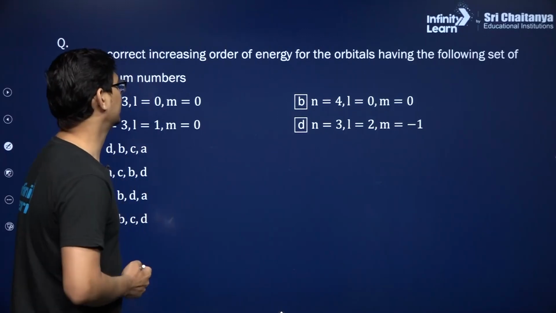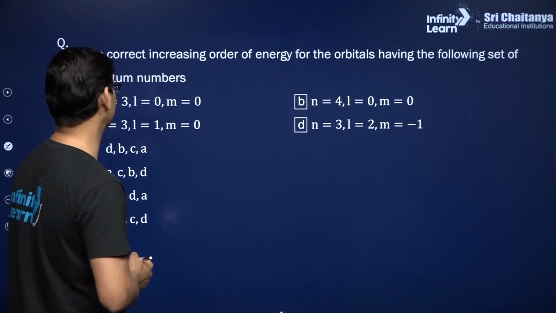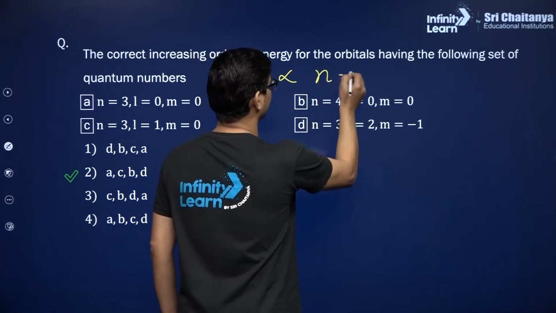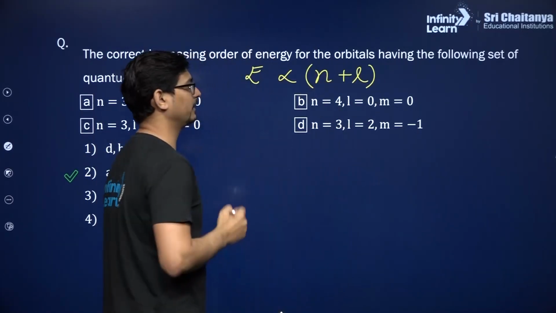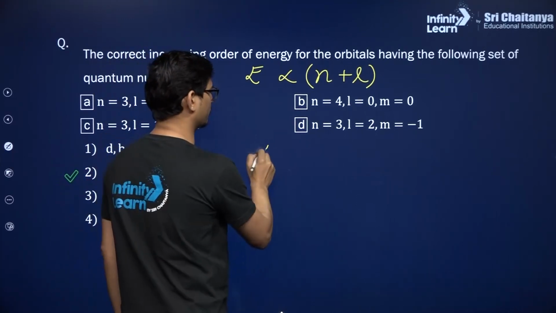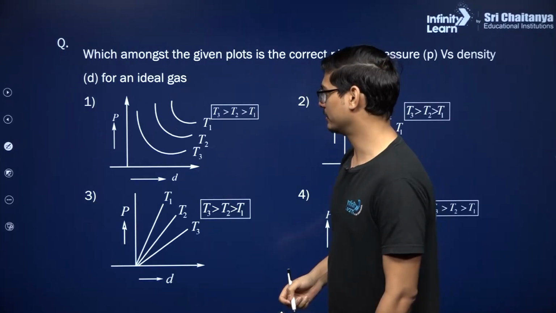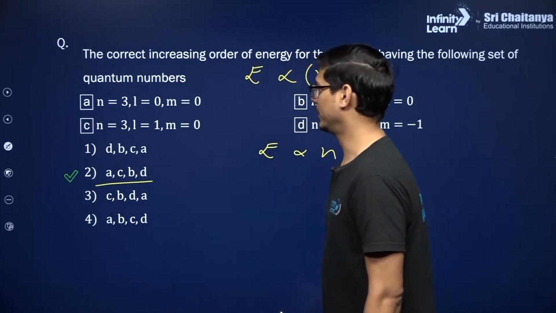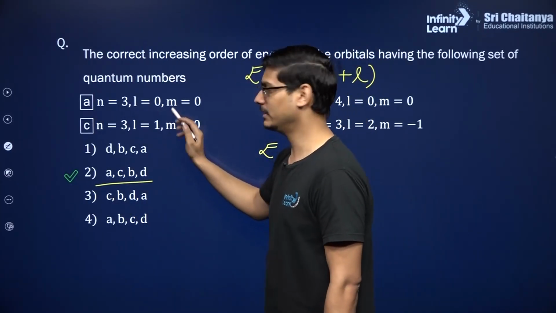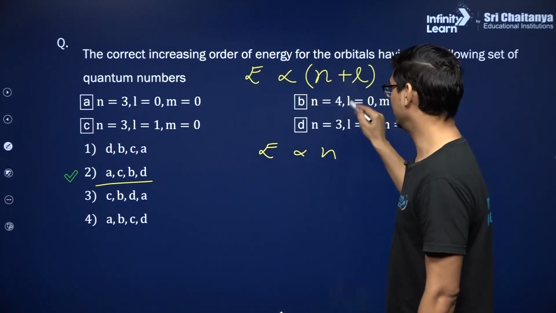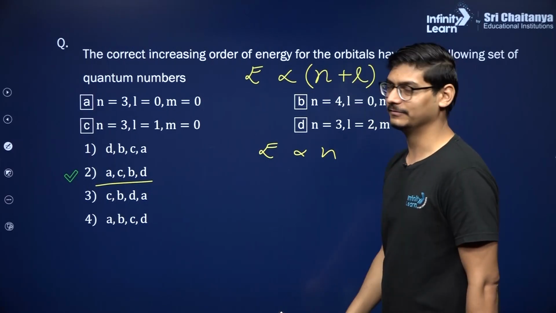In the first question, the correct increasing order of energy for the orbitals. So guys, energy of an orbital is proportional to n plus l value, and if n plus l value is the same, then energy is proportional to n. So now you can apply this rule, right? So the correct answer would be option 2, right? Because first n plus l is 3, then n plus l is 4. Here also n plus l is 4, but n value is higher, and here n plus l is 5.